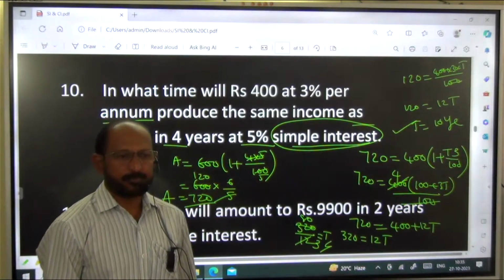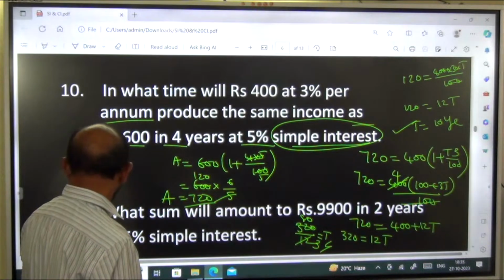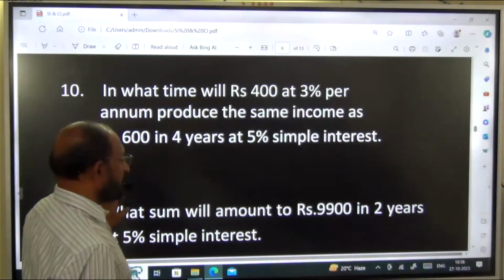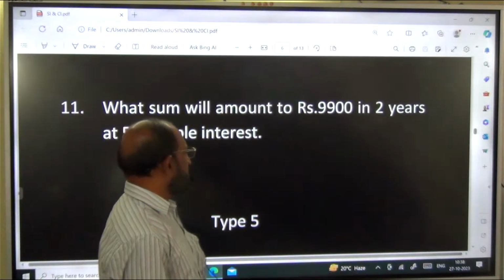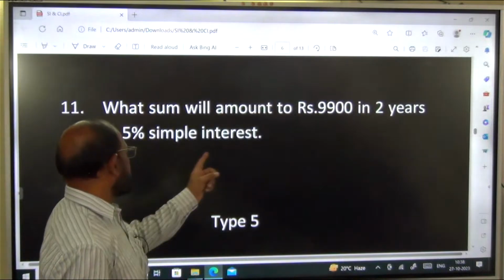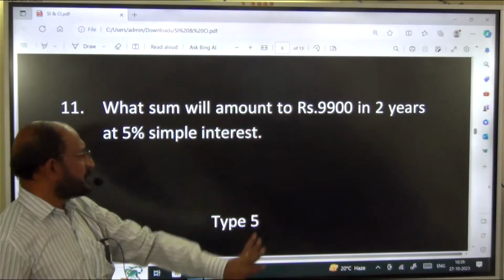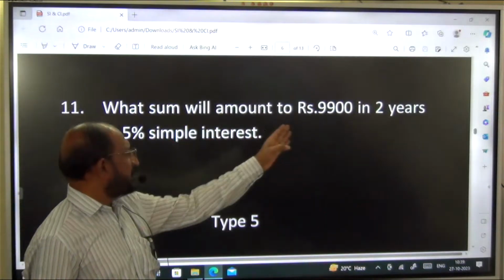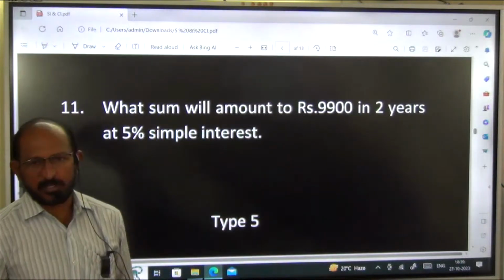Is it clear? Next. Here, what sum will amount to 9,900 rupees in 2 years at 5% simple interest? What sum will amount? We don't know the principal. Amount is given. 2 years at 5% simple interest is given.